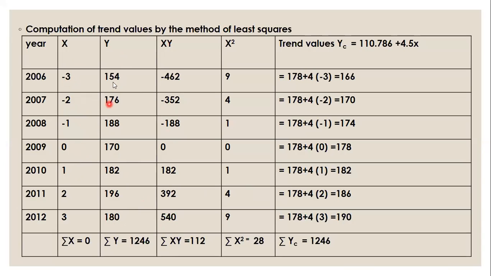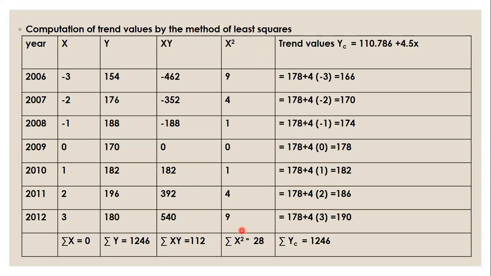And then total the columns. Sigma x is 0. Sigma y is 1246. Sigma xy is 112. We have minus values as well as plus values, so be careful in calculating. Then find out x square as usual. Okay. Once we are done with this, now let us find out value of A and value of B.